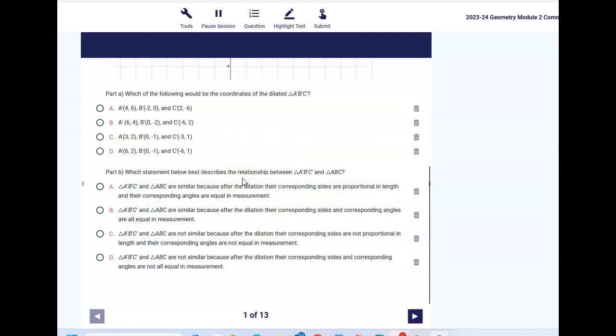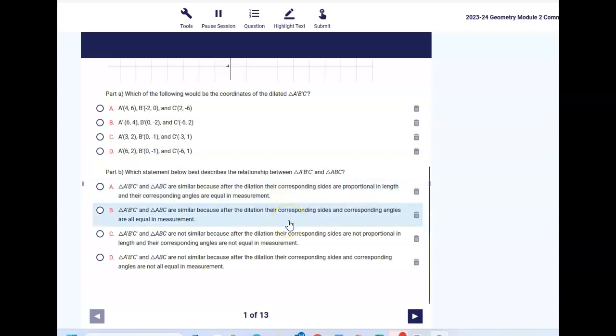Part B. Which statement below best describes the relationship between triangle A', B', C' and triangle ABC? Option A. Triangle A', B', C' and triangle ABC are similar because after the dilation, their corresponding sides are proportional in length and their corresponding angles are equal in measurement.